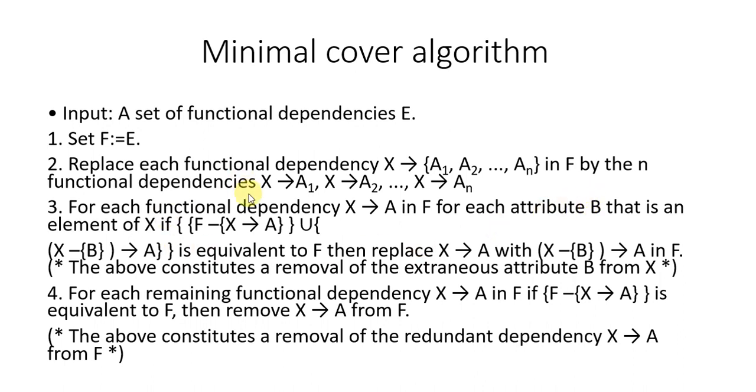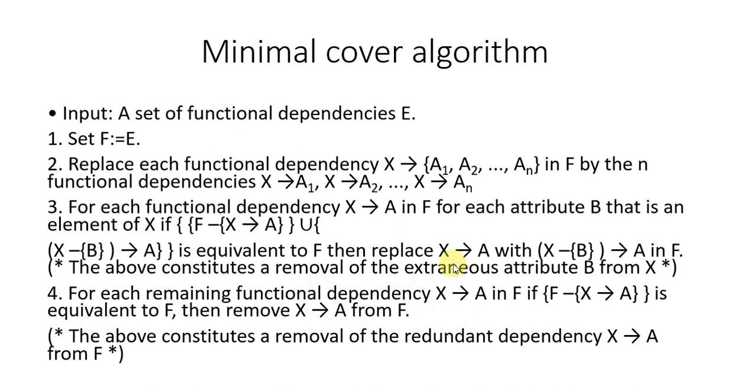Okay. And the fourth step is for each remaining functional dependency X to A in F, if F minus X to A is equivalent to F, then remove X to A from F. Okay, that is actually redundancy. That is, for each functional dependency X to A, if F minus X to A is equivalent to F, even if we remove this X to A from this F, that is still equivalent to F. Then we can remove X to A from it, because that is a redundant dependency.